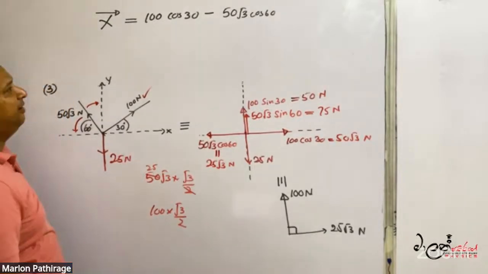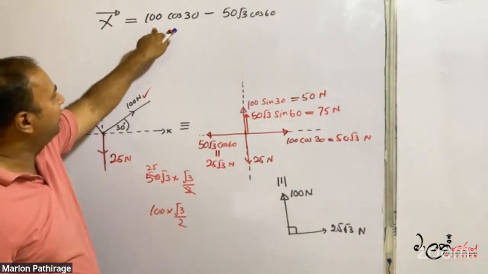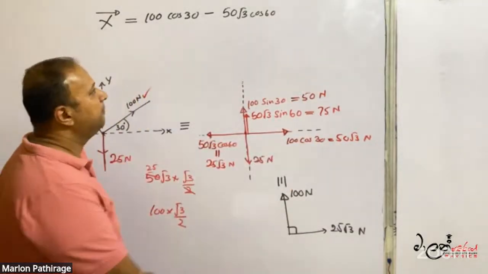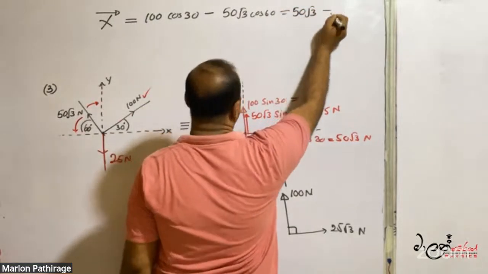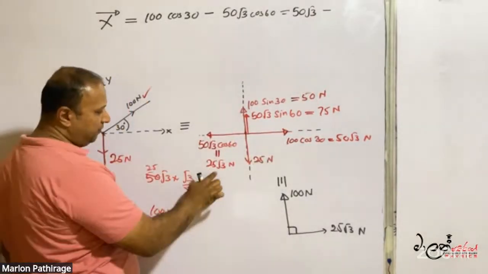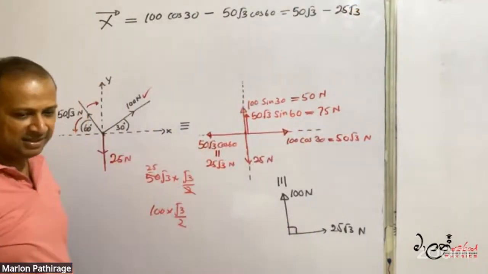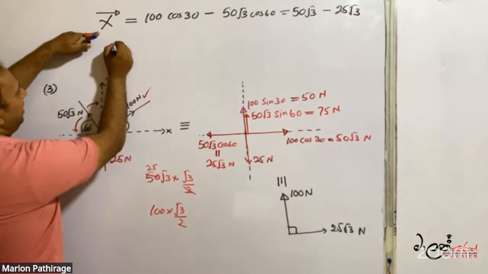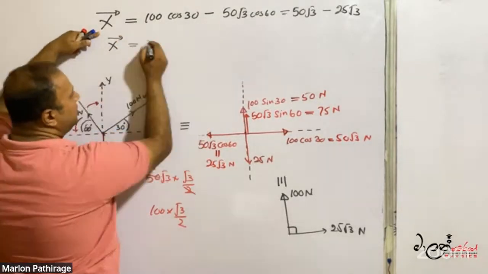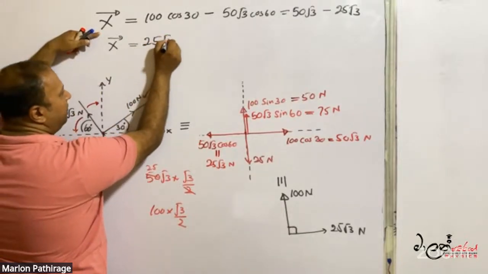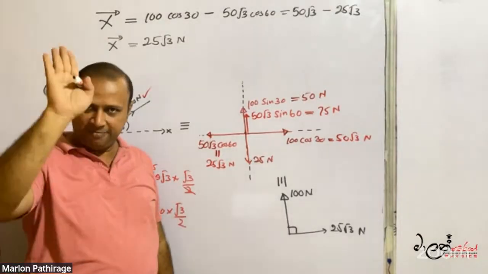And that means now you can simplify. 100 cos 30 means 50 root 3. 50 root 3 minus 50 root 3 cos 60 means 25 root 3. That means in this direction there will be a force equal to 25 root 3 Newton. If it is clear, please raise the hand.